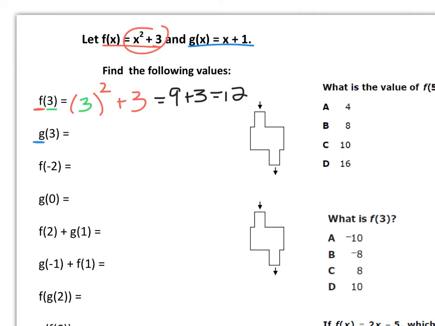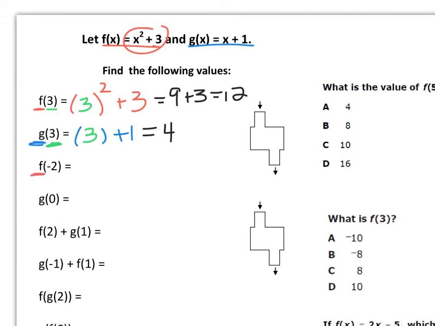The next one is doing g of 3. So that means I'm going to write out g, so parentheses plus 1. What am I putting in the parentheses? The 3. Well, 3 plus 1 equals 4.